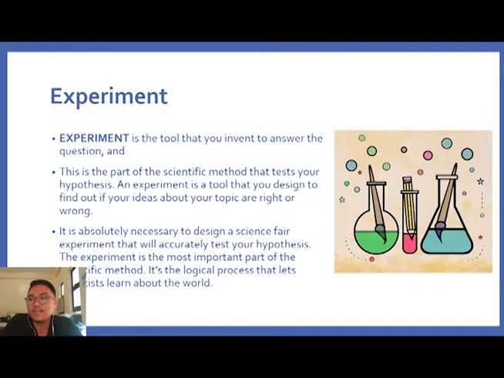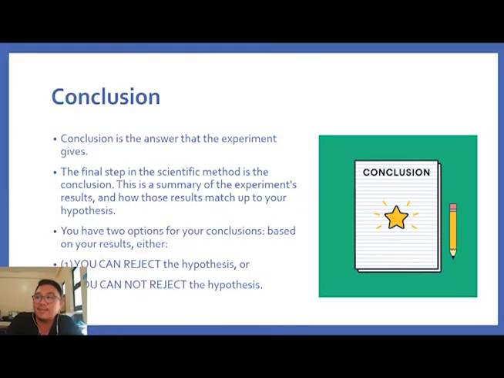It is absolutely necessary to design a science fair experiment that will accurately test your hypothesis. The experiment is the most important part of the scientific method. It's the logical process that lets scientists learn about the world. Last step is conclusion. Conclusion is the answer that the experiment gives.